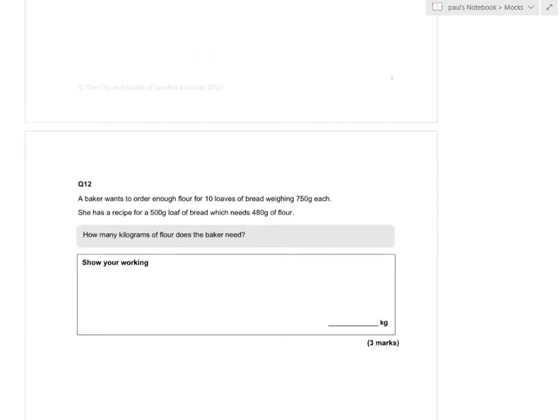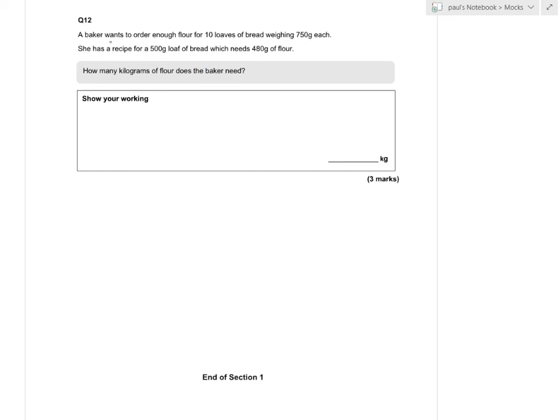Struggled with adding numbers. Crazy. City and Guilds, what do they want us to do now? A baker wants to order enough flour for 10 loaves of bread weighing 750. There's a recipe for that. So, let's do the total weight. 10 times 750 equals 7,500 grams of bread.